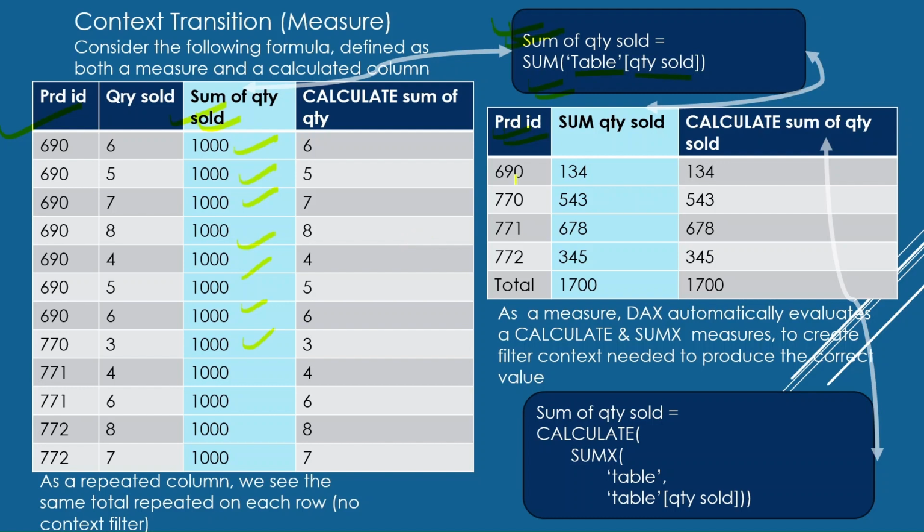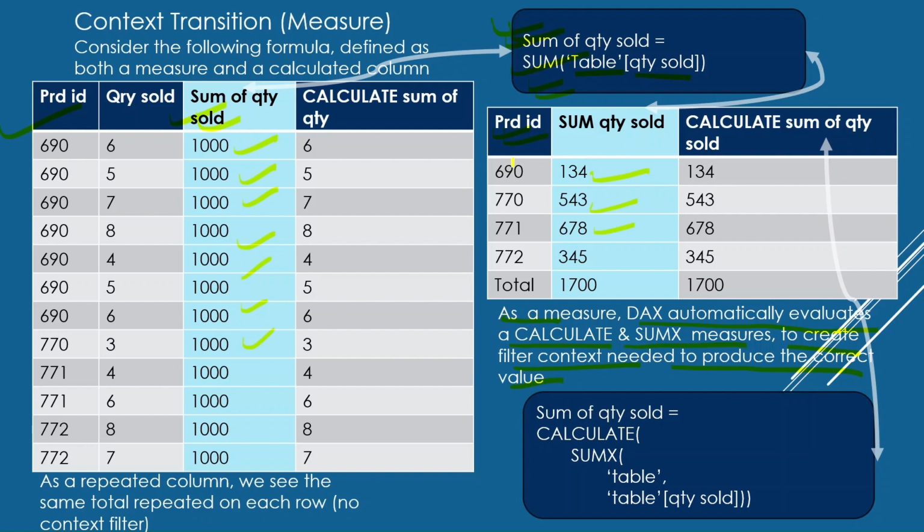But the same code we have used in the measure, and we have populated a table in the visualization. So why has the calculation been done rightly here but not there? Here it has been done rightly because measures automatically figure out the filter context. As a measure, DAX automatically evaluates a calculate and a SUMX measure to create the filter context needed to produce the correct value.